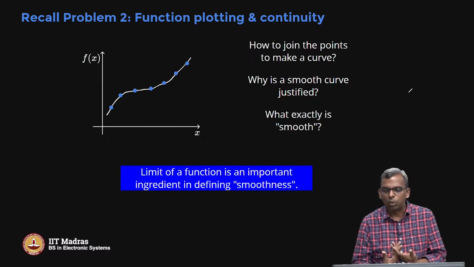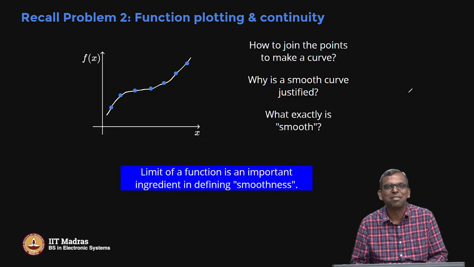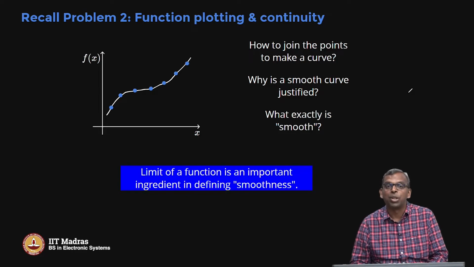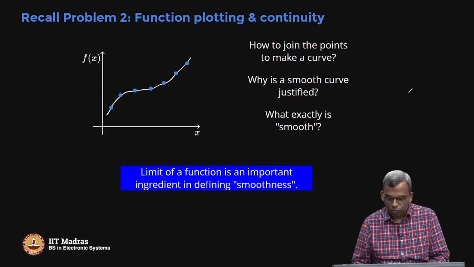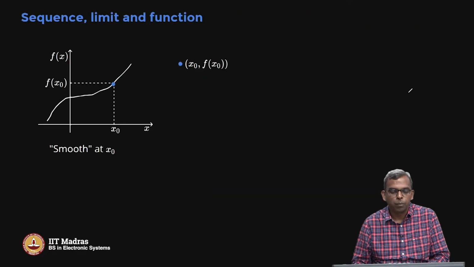What does that mean? What exactly is the meaning? Why is it justified in most places, etc.? All of these things come from this notion of limit of function. Limit of function is very useful. It's a very important ingredient in defining smoothness. Okay, so without further motivation, we can jump into this topic and figure out what this limit of a function is.